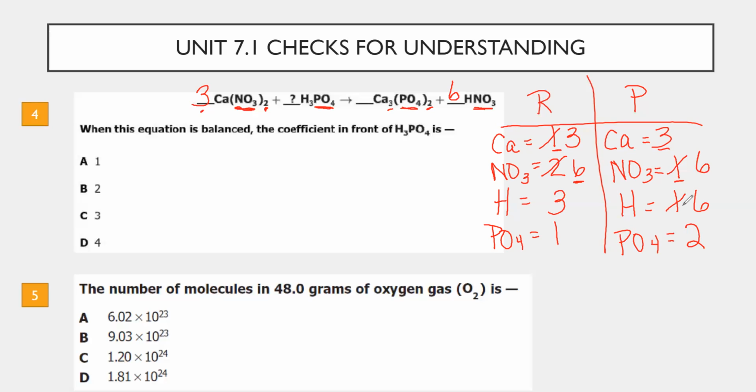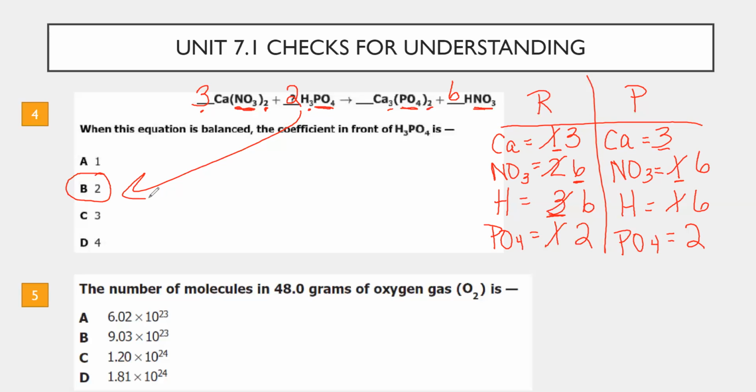counts. So hydrogen, there's a 3 right here. In order to make that a 6, because this is going to turn into a 6, if we put a 2 here, that will change that to 6. Now, does that fix our PO4? It sure does. It turns that into a 2. So now everything is balanced, and the answer to your question there, for the H3PO4, they wanted to know what coefficient goes in front of it. Boom, there it is.